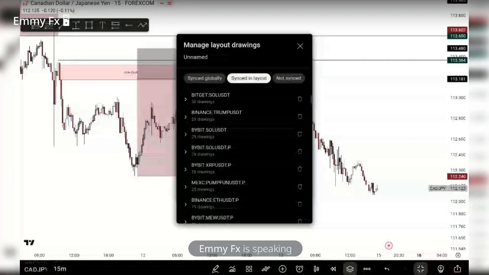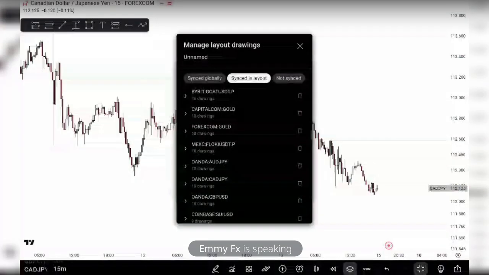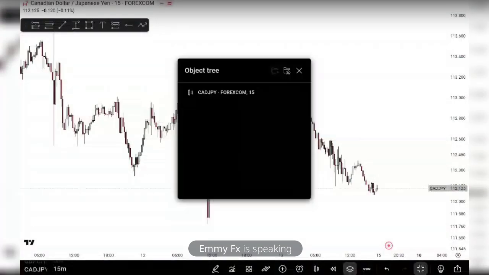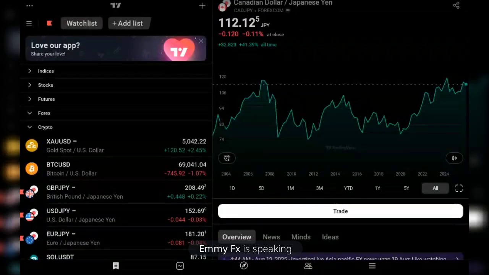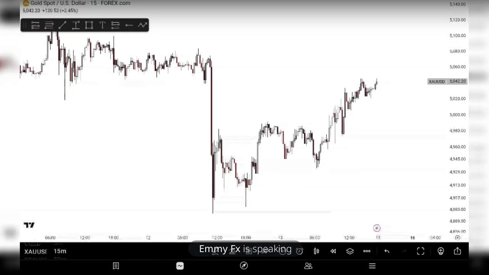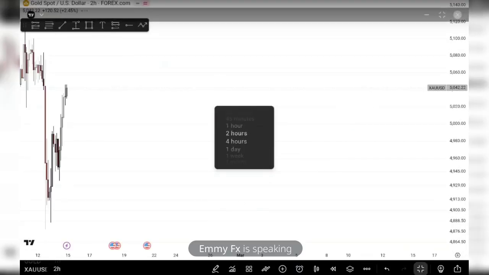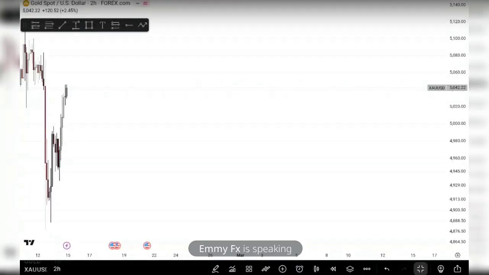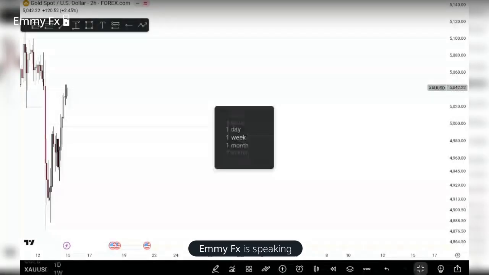I think today I'm going to start with my pair, which is gold. All right, let me start with gold. I hope the screen is visible, right? Visible, yes. All right, so this is good.